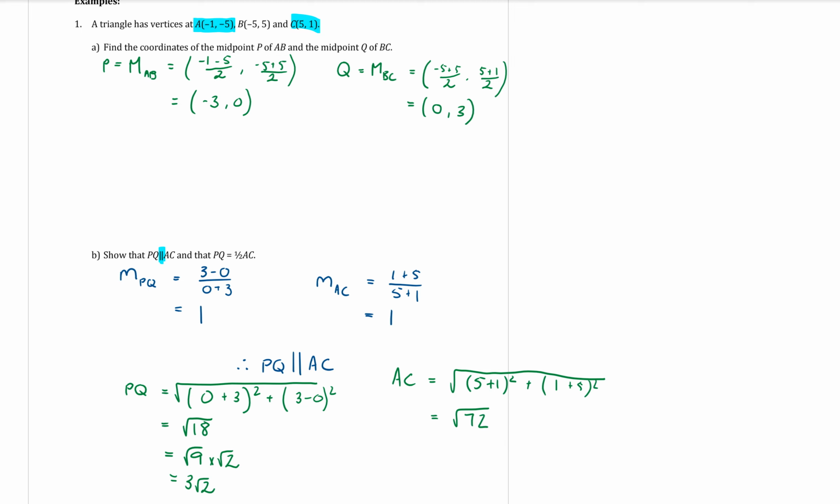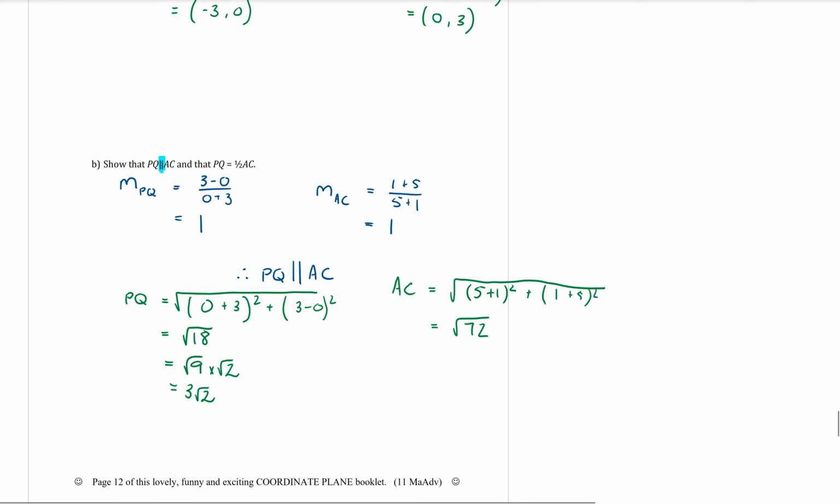To simplify that surd, you could do 36 times 2, right? The biggest perfect square you could bring out of that is 36. So it goes square root of 36 times square root of 2, which makes 6 root 2. Okay, so I need to show the PQ equals half AC thing.